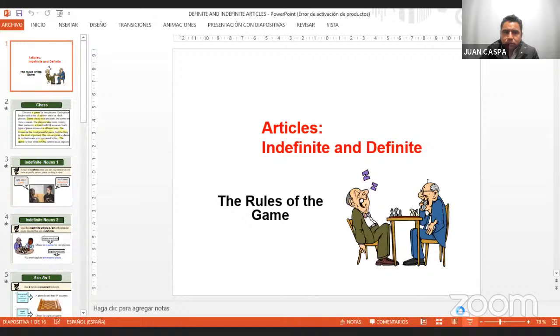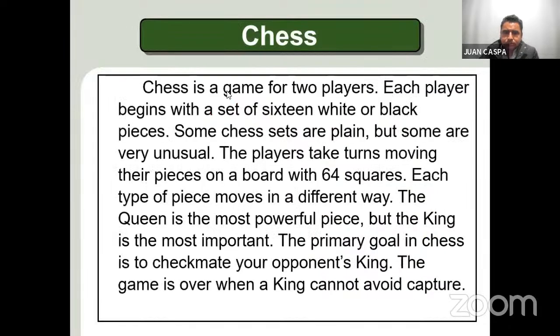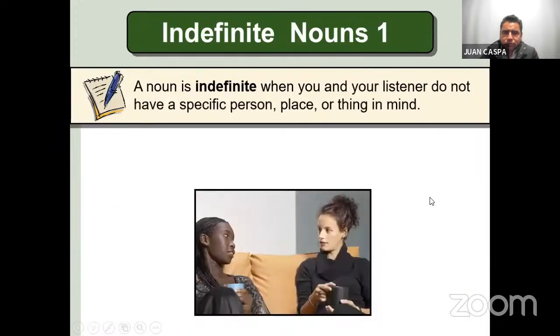Okay, let's continue, please, with this one. We were about to start, I think, with this one, but let's continue. So there is the chess game. We have some articles there, right? When we mention something for the second time, like a game and the game, we have to use the, right?